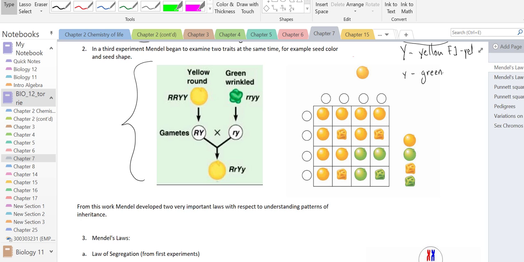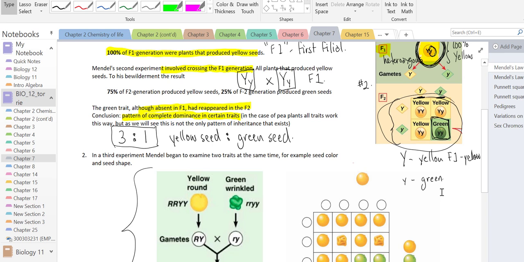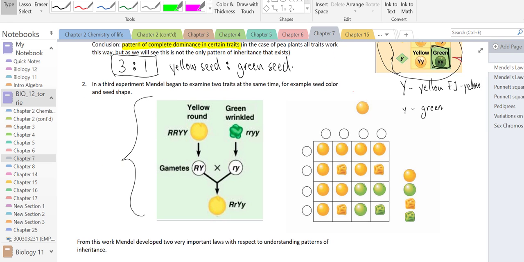For now, I'm just going to briefly describe his third experiment, and we're going to come back to it several times. Part of this experiment was for Mendel to develop a deeper understanding of hereditary traits and how traits were passed on. His first set of experiments simply looked at one trait at a time. Maybe it was the height of the plant, maybe it was the color of the seed, or maybe it was the color of the flowers, but he was looking at just one trait at a time. In his third experiment, he started to examine 2 traits at the same time.